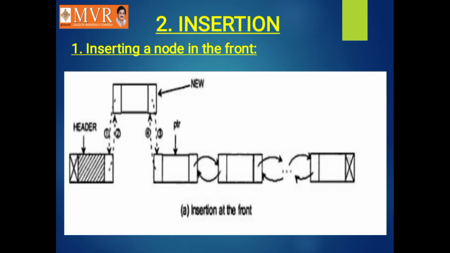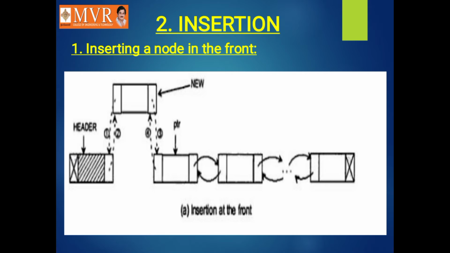Now insertion of a node into a double linked list, that is insertion operation in any linked list can be done in three ways, that is insertion of a node at the front of a linked list, that is after the header node, then insertion of a node at the end of the linked list as the last node, and insertion of a node in the middle of the linked list, that is at any position in the linked list.